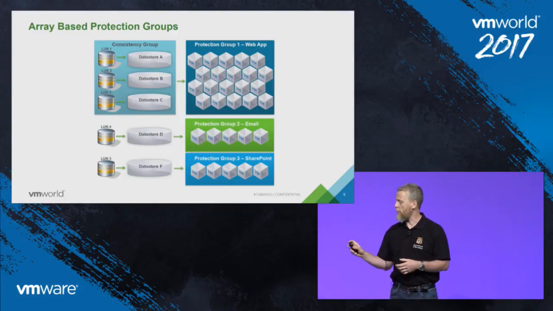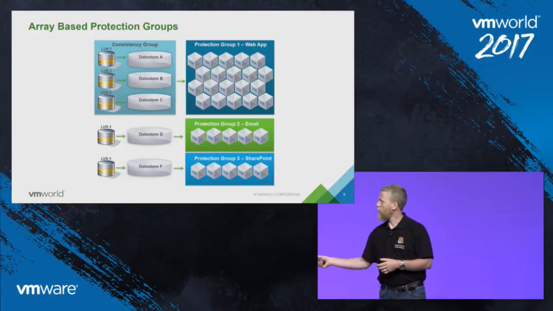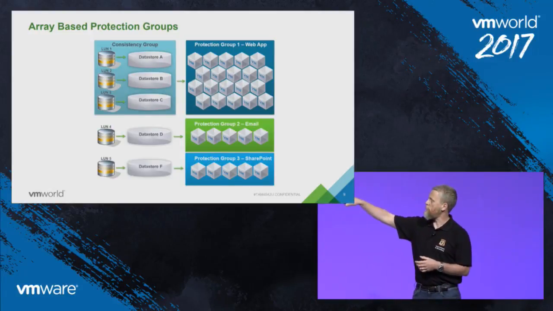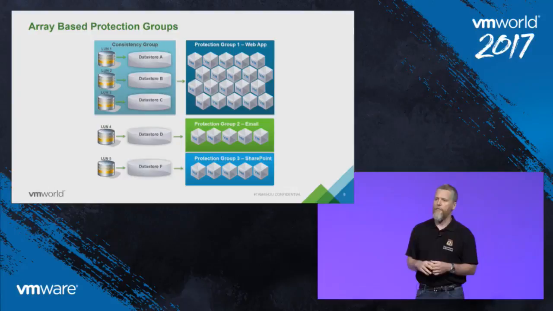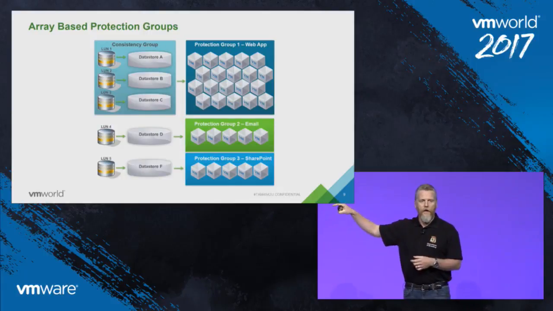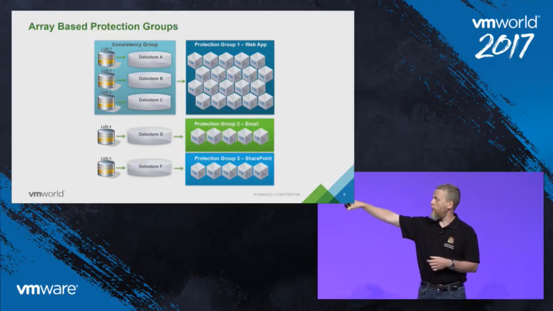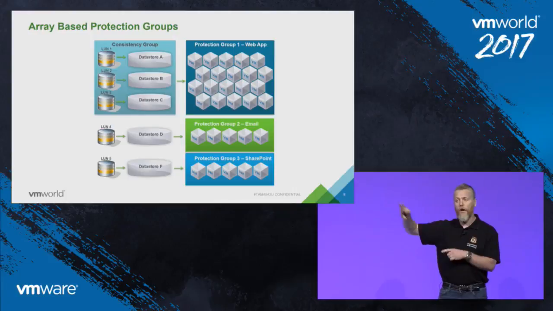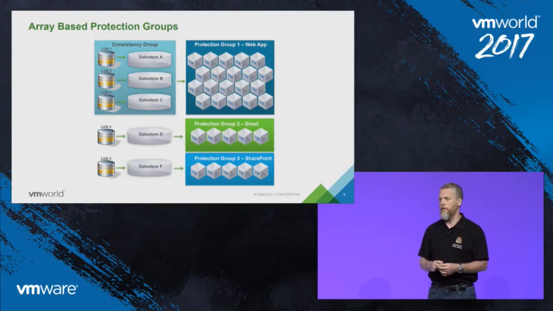The key thing to keep in mind here, though, is if you take protection group 2, our email application, on that LUN, those 5 VMs that make up our email application all have to be on that same LUN, LUN number 4, and no other VMs can be on that LUN as well.